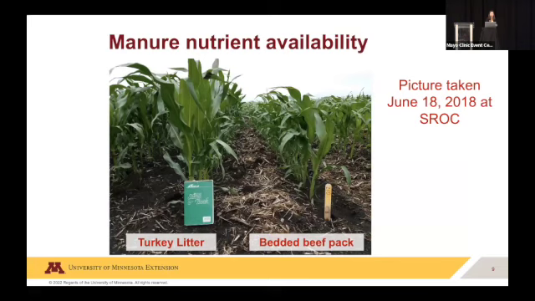So this is a photo. This is a picture taken in the middle of June, the first year at our Waseca site. We have turkey litter corn here on the left and bedded beef pack here on the right. And remember, we had aimed to apply the same nitrogen rate with all of these. And you could tell right away, just by looking at these, that the bedded beef pack corn was a little bit behind where the turkey litter corn was in growth stage and a lot of different metrics.